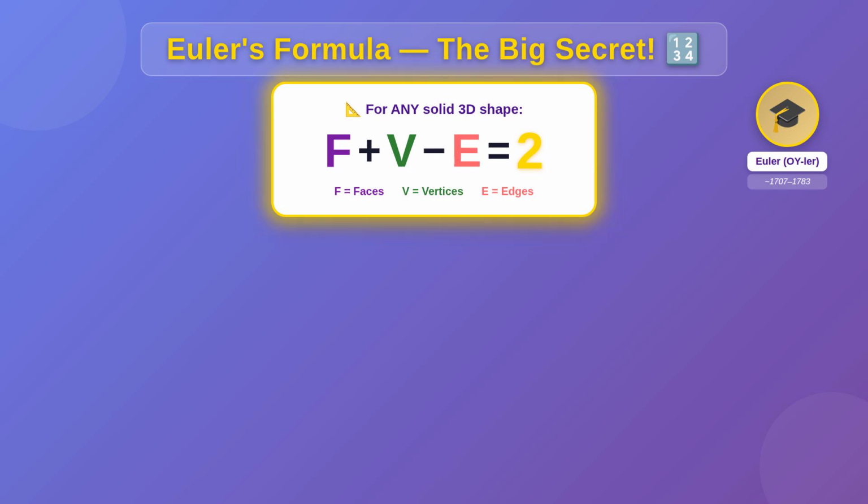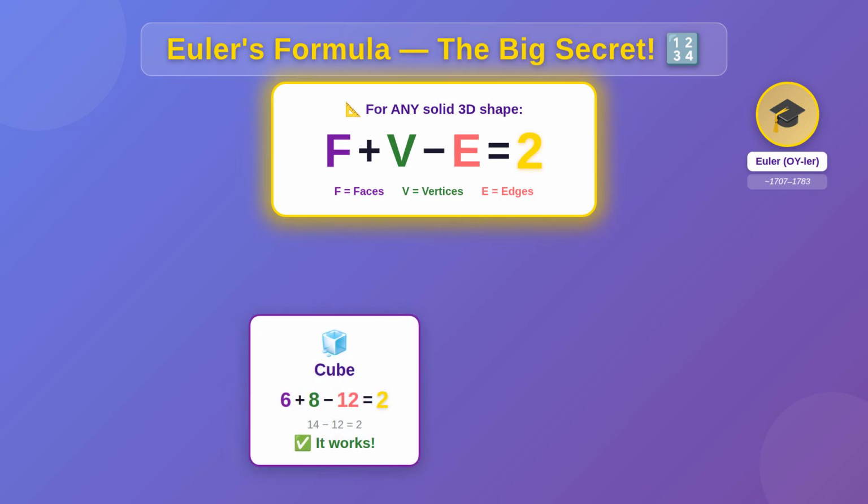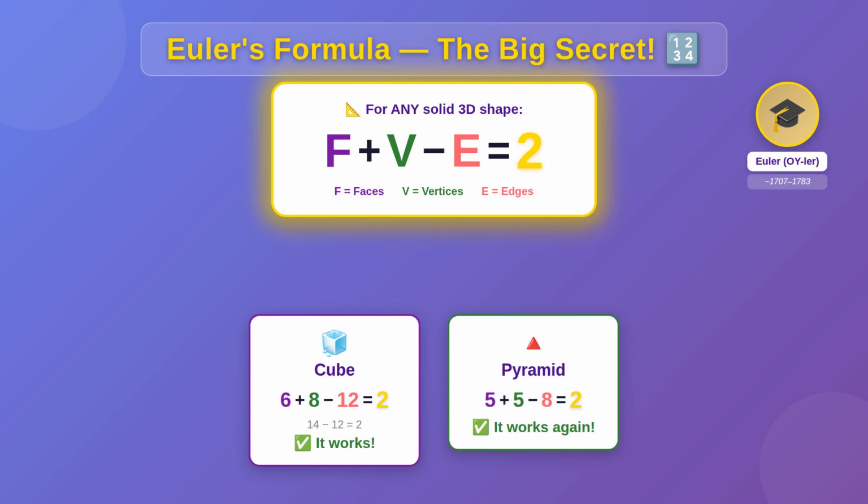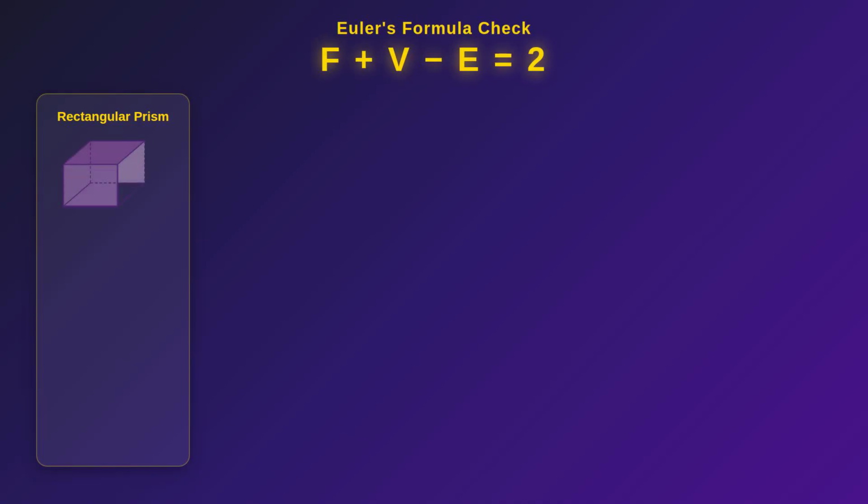Okay, here's where it gets really cool. Maya's teacher mentioned something called Euler's formula, and it blew Maya's mind. A mathematician named Leonhard Euler, pronounced Oiler, discovered that for any solid 3D shape, the number of faces plus vertices minus edges always equals 2. Let's check it with a cube. 6 faces plus 8 vertices minus 12 edges, that's 14 minus 12, equals 2. It works. Try it with the pyramid. 5 plus 5 minus 8 equals 2. It works again. This formula works for almost every solid shape.